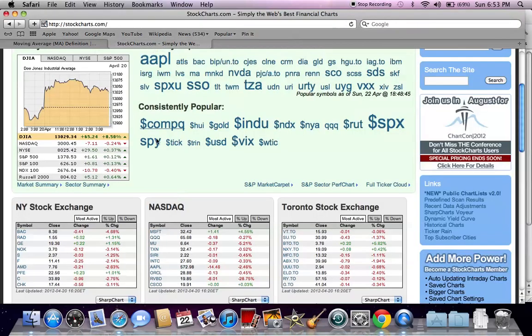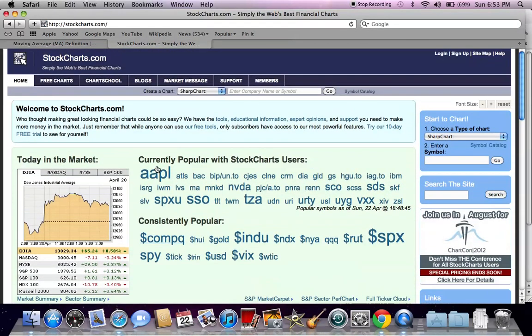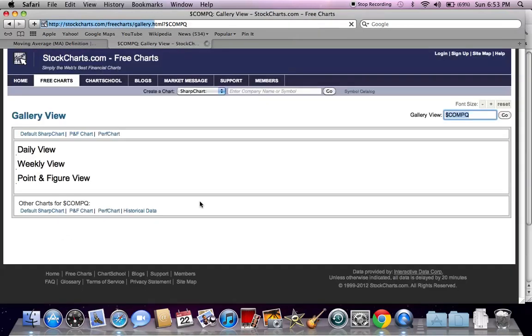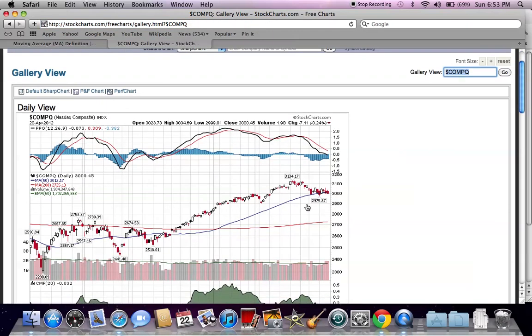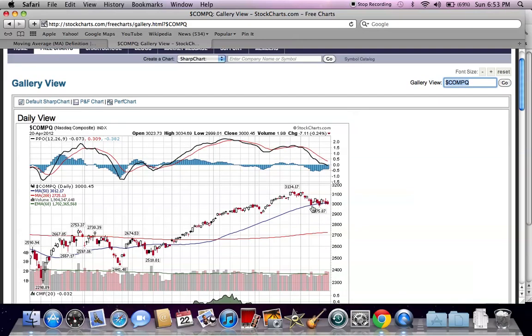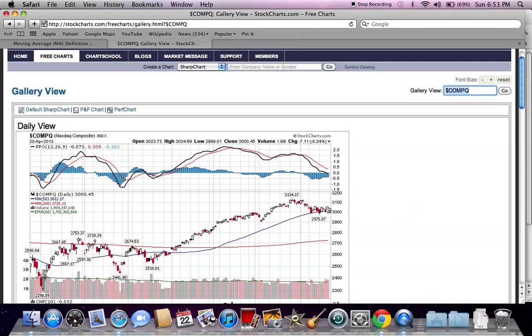One of the best places to look at the 50-day moving average is stockcharts.com, and you can click on any of these over here. We'll check out the NASDAQ, and you'll see the 50-day moving average here is the blue line. Notice that we are currently sitting right on the 50-day moving average. This means that the stock, or the stock market, or the index, whatever it is, is finding support at the 50-day moving average. I will do a video on support and resistance, but for now just know that it is finding support, basically a floor that it's hard for a stock price or an index to go under.